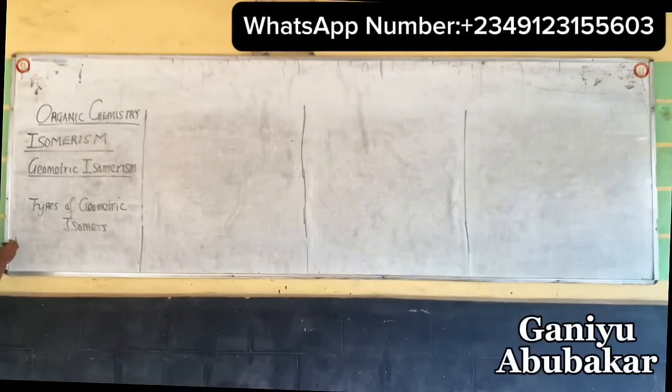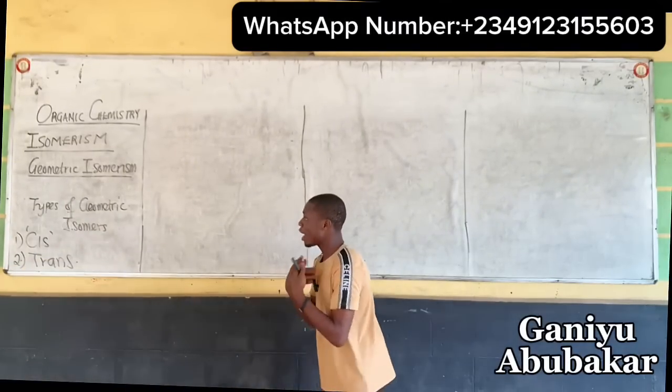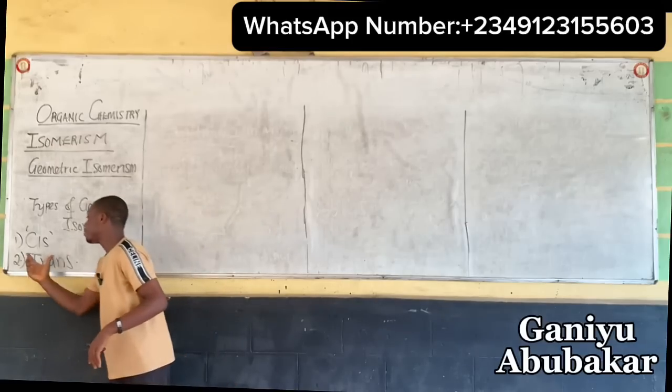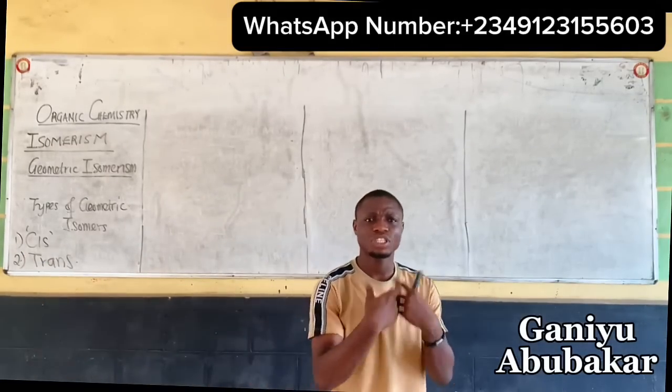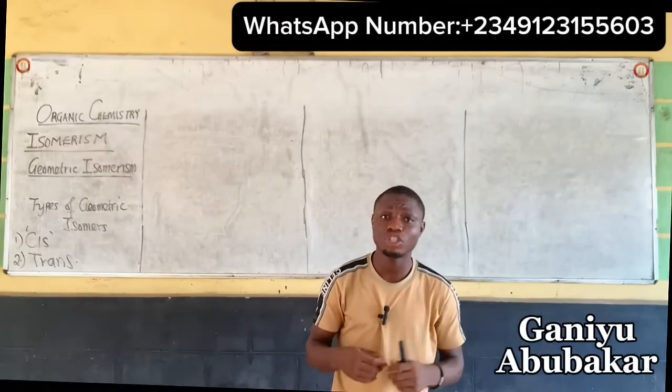The first one is called the cis. The second one is called the trans. So it's called the cis and the trans system. What is cis? What is trans? I'll take an example to explain this concept much better.